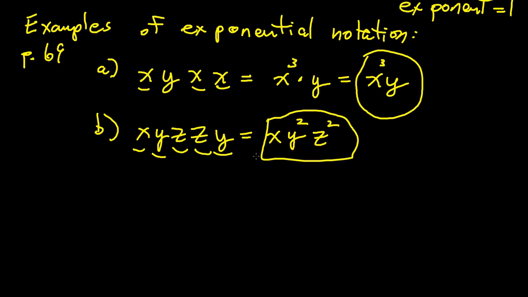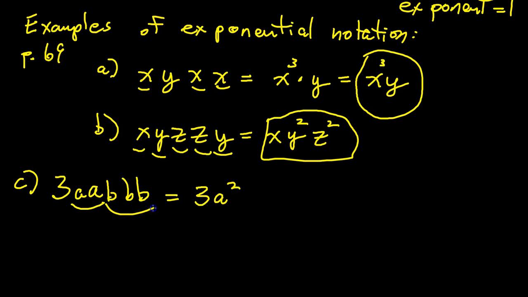Let's look at C. Again, this is letter C on page 69 in the unlabeled example. 3 times A times A times B times B times B. Here we've got a constant introduced into our expression. 3 doesn't really join up with anything here, so I'll just put a factor of 3 in my final answer. A times A is A squared. Grouping powers of B together, B times B times B is, of course, B cubed.